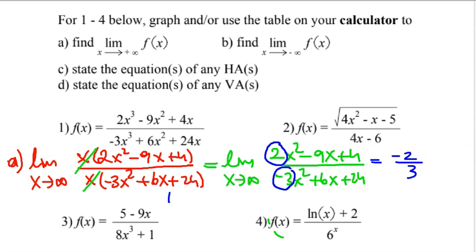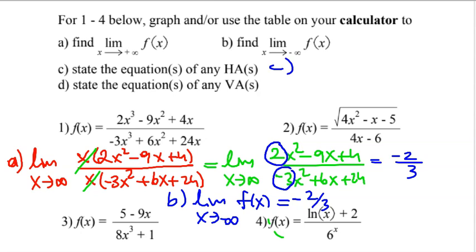That's part A. In part B, I'm going to take the limit of this function as x approaches negative infinity. Since the degrees are equal, the limit is the same thing, which is negative 2 over 3. In part C, it says find the horizontal asymptote. Since we figured out the limit as x approaches infinity and also negative infinity, we also found the horizontal asymptote of this function. So the horizontal asymptote is at y equals negative 2 over 3.